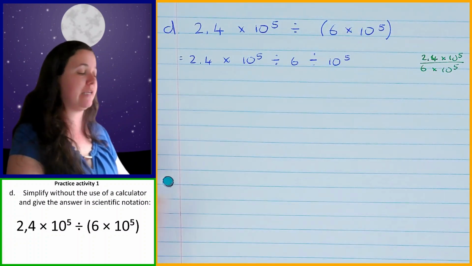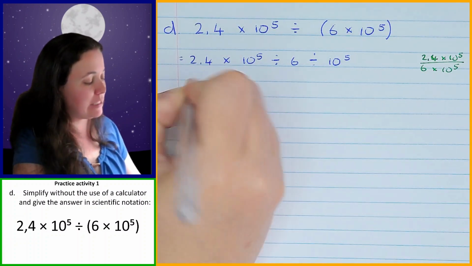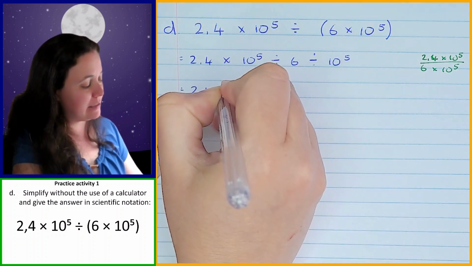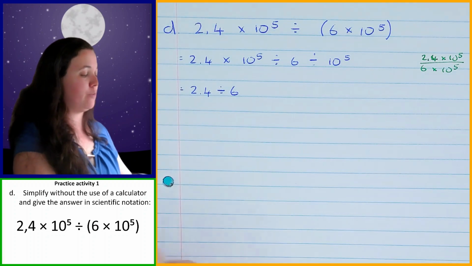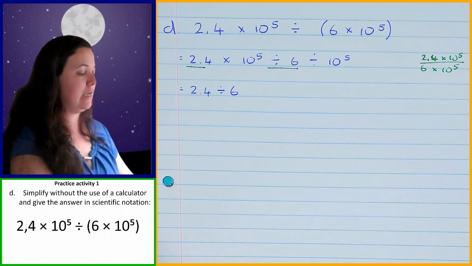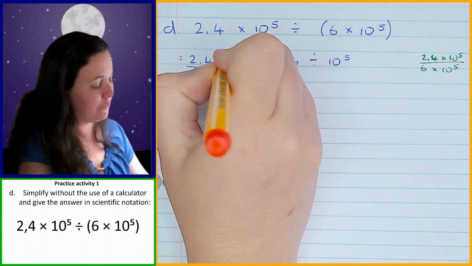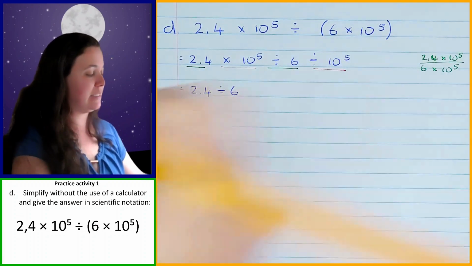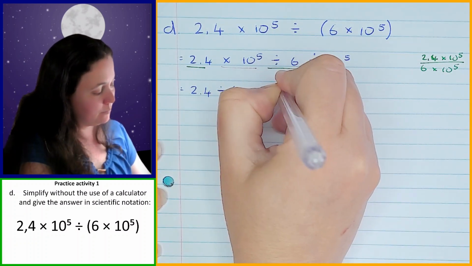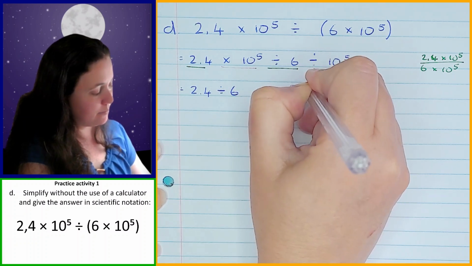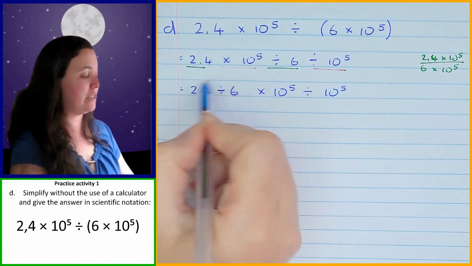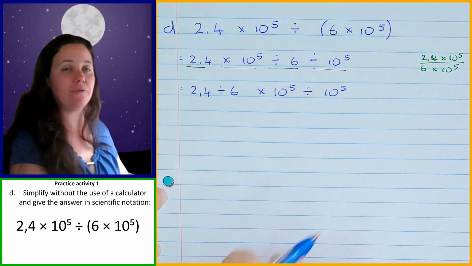So I'm going to group the things the way that I need them. I'm going to have 2.4, and then I'm going to group that with a divided by 6. So I'm grouping this together with that. And then over here, I'm going to be putting the times 10 to the power of 5 together with the divided by 10 to the power of 5.